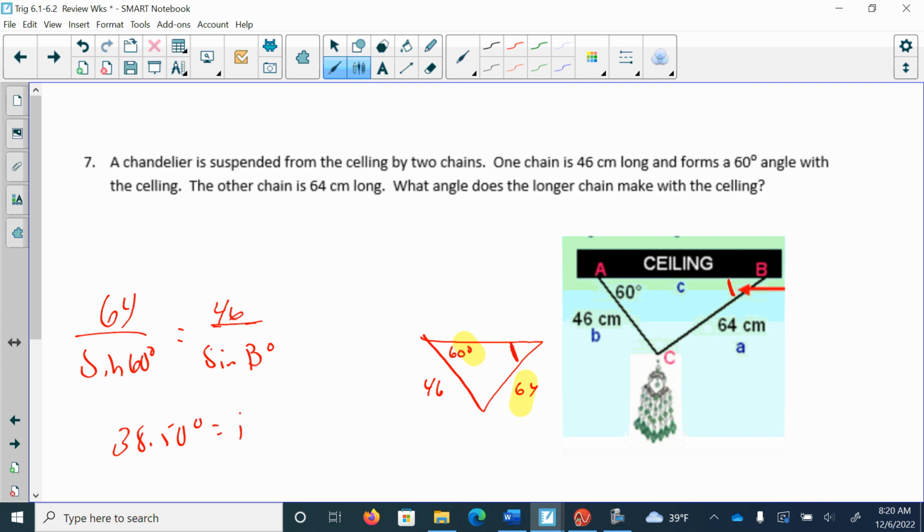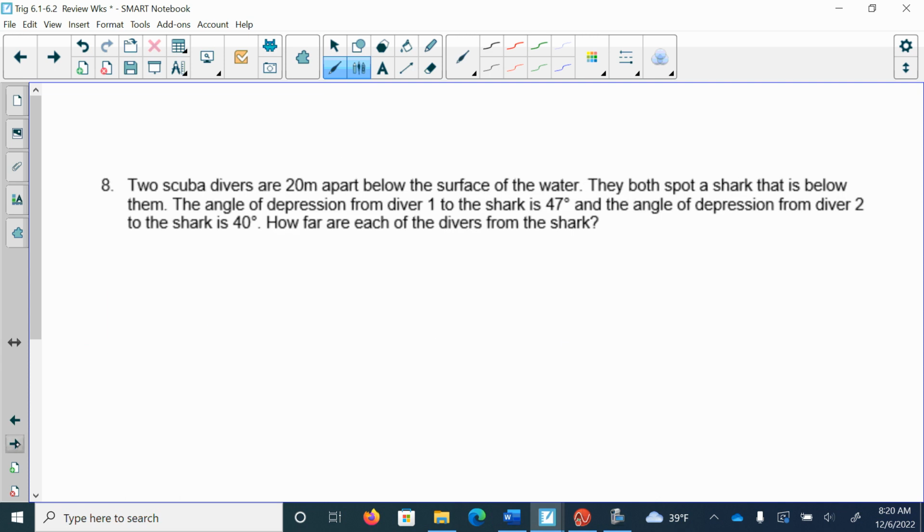And I guess I call that angle B, and I can call that B there. Okay, the next one. Two scuba divers are 20 meters apart. So here I have scuba diver number 1, and I have scuba diver number 2. They are 20 meters apart. They both spot a shark that is below them, so here's my shark.